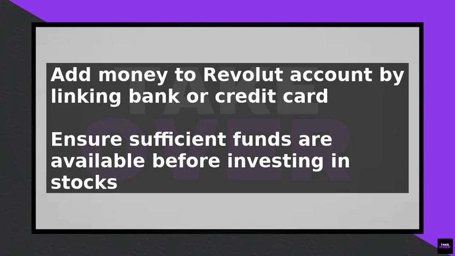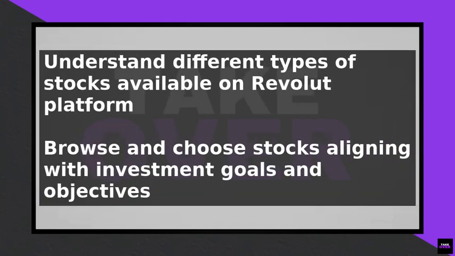To place an order, select the stock you want to buy and enter the amount you want to invest. You can choose to invest a fixed amount of money or a specific number of shares. Review your order carefully before confirming, as you cannot cancel a trade once it has been executed.